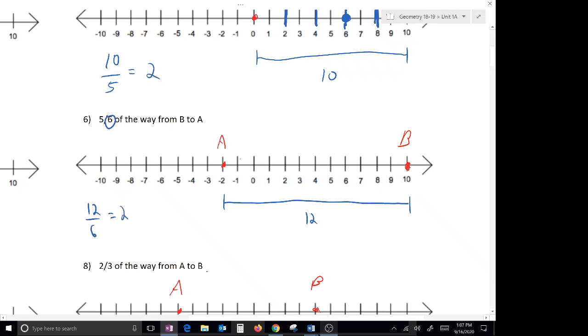We're going from B to A, so we'll start from B, go left, so that's 1 partition. And we'll just divide it every 2 units. That'll get us into 6. So at 8, that's 1/6. That's 2/6. That's 3/6. 4/6 of the way. And 5/6, which is what we're looking for, at 0.